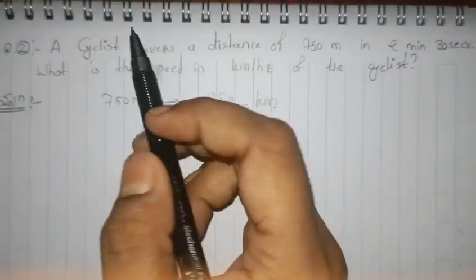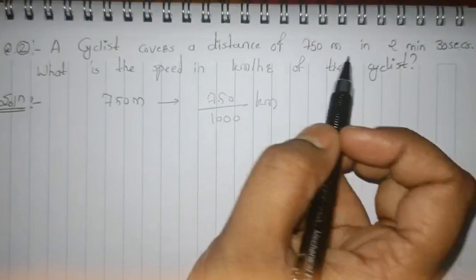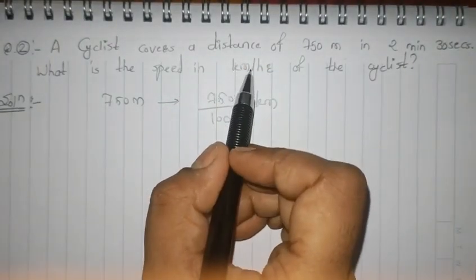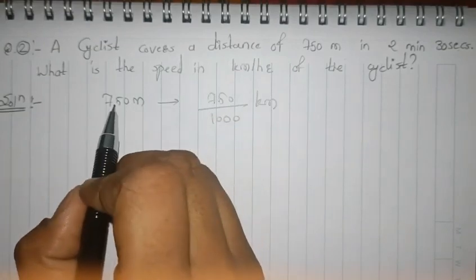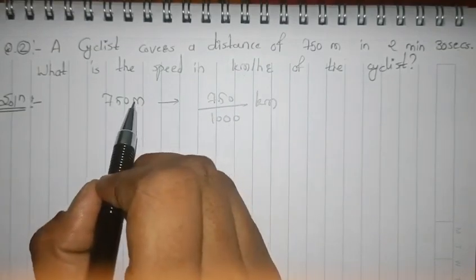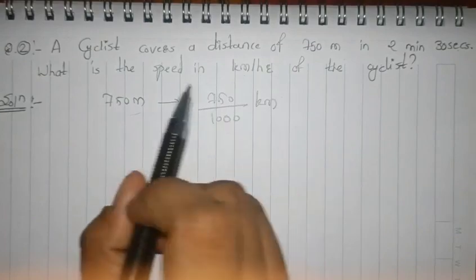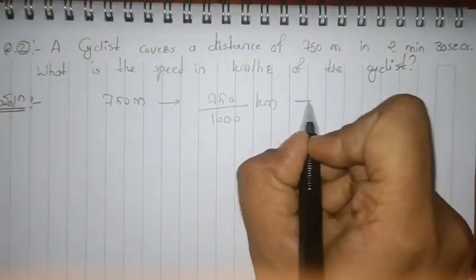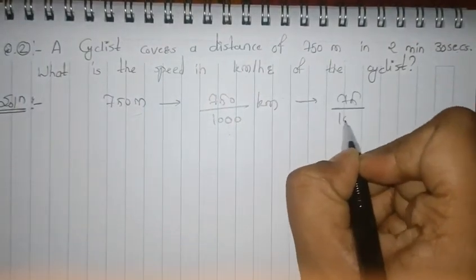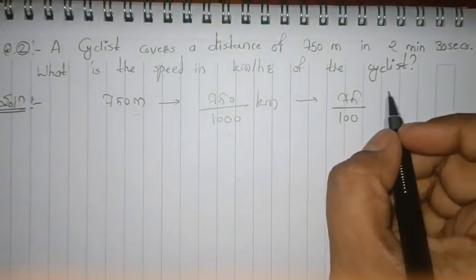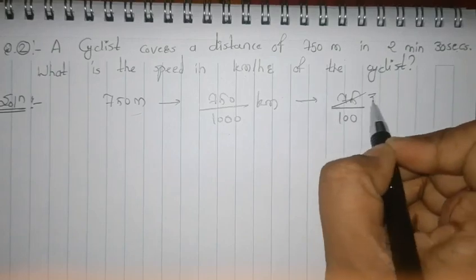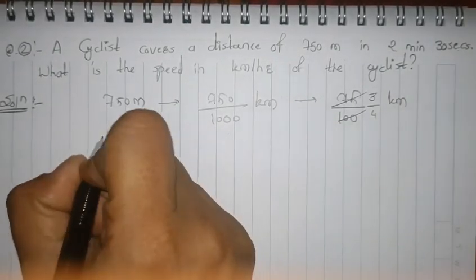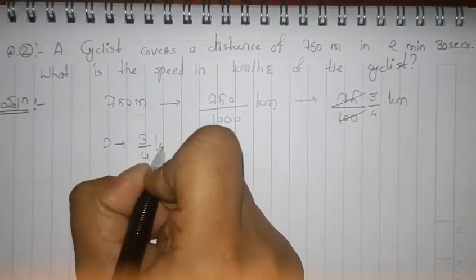So the second question is: a cyclist covers a distance of 750 meters in 2 minutes 30 seconds, right? And we have to find the speed in kilometer per hour. So just convert this distance into kilometers. That is 750 by 1000 kilometer, right? So meters to kilometers, we have to divide by 1000. Now which is 75 by 100. If we divide this by 25, 25 threes are 75 and 25 fours are 100, so 3 by 4 kilometer. So our distance is 3 by 4 kilometer.